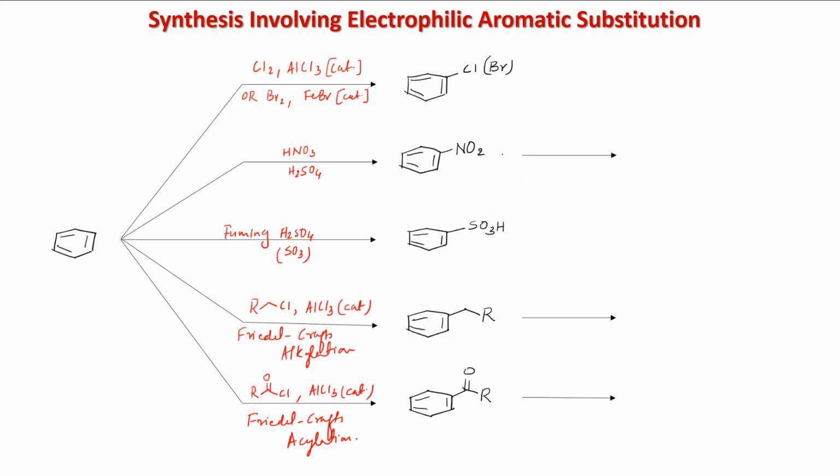So for example, the nitro derivative can be reduced using zinc or iron in acidic conditions to give us the amino compound. So the nitro derivative here is converted into an amine. And this reaction, because this is done under acidic conditions, would usually be followed up by a basic workup.